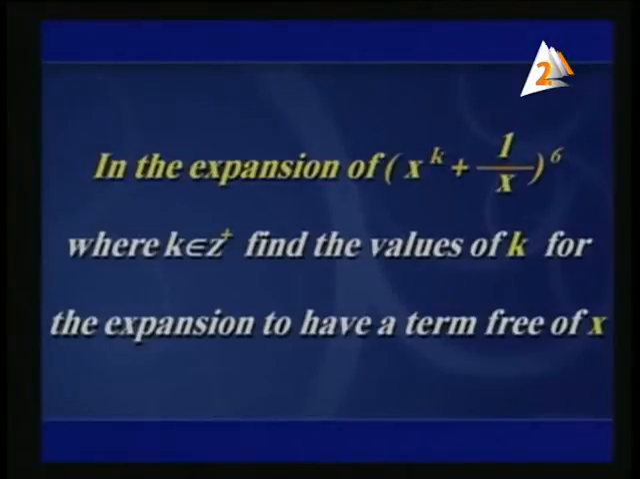In the expansion of (x^k + 1/x)^6, where k belongs to Z positive, find the values of k for the expansion to have a term free of x. Solution.